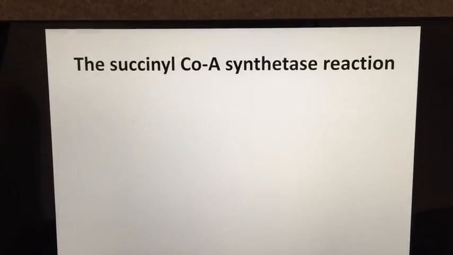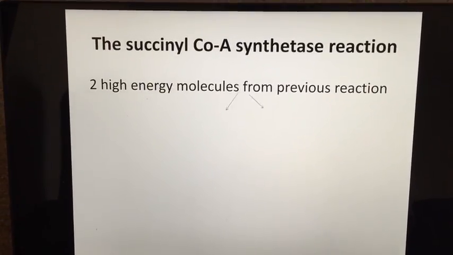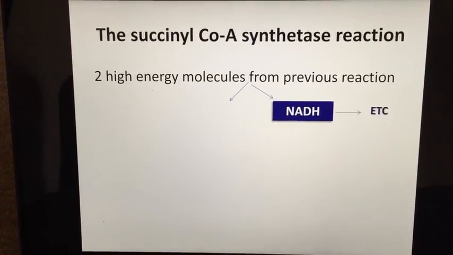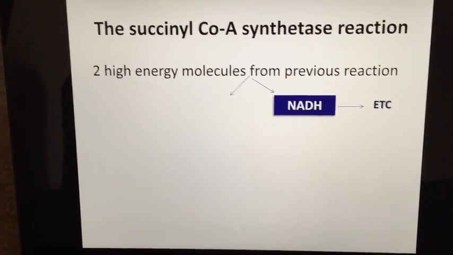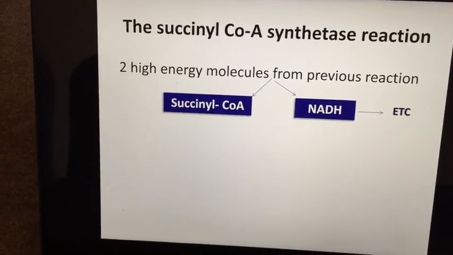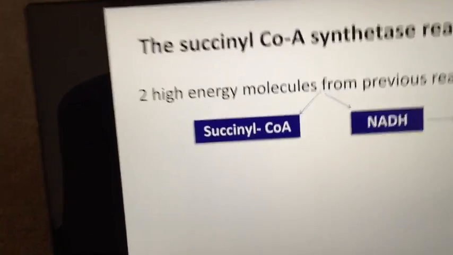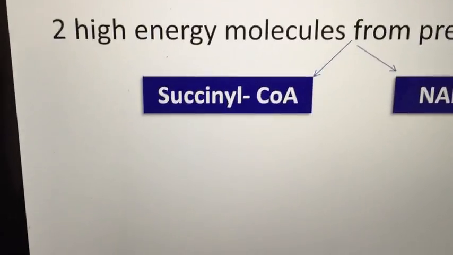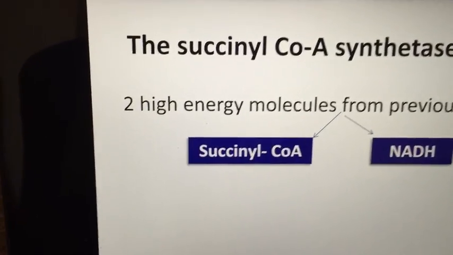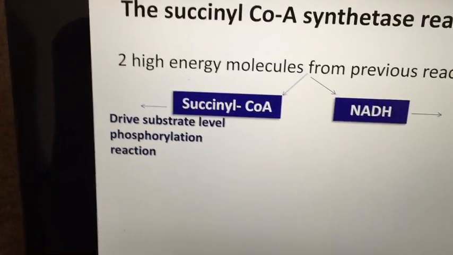The next reaction is the succinyl-CoA synthetase reaction. So we said there are two high energy molecules that were produced. What were they again? We said there was NADH, and NADH we know is high energy. It will go off to the electron transport chain to make ATPs, as we shall see. The other molecule is succinyl-CoA. Now, why is succinyl-CoA a high energy molecule? Remember, it is connected to coenzyme A. And how is succinate connected to coenzyme A? Via what bond? It's a thioester bond. And we said those thioester bonds are high in energy.